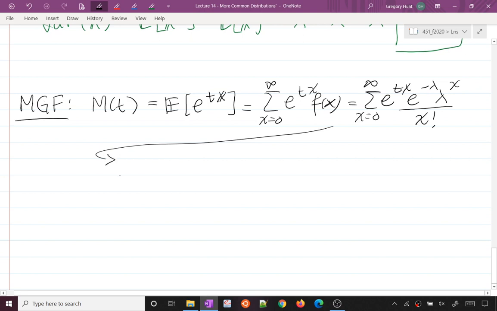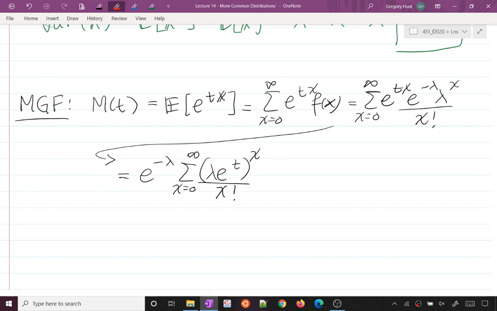And let's see again, what doesn't depend on x? Let's pull out this e to the negative lambda, right? It doesn't depend on x. And what are we left with when we do that? We get the sum, which goes 0 to infinity, of, I'm going to write it this way, lambda e to the t, to the x, over x factorial. That's allowed, if I distribute my x through, I get lambda to the x e to the tx.